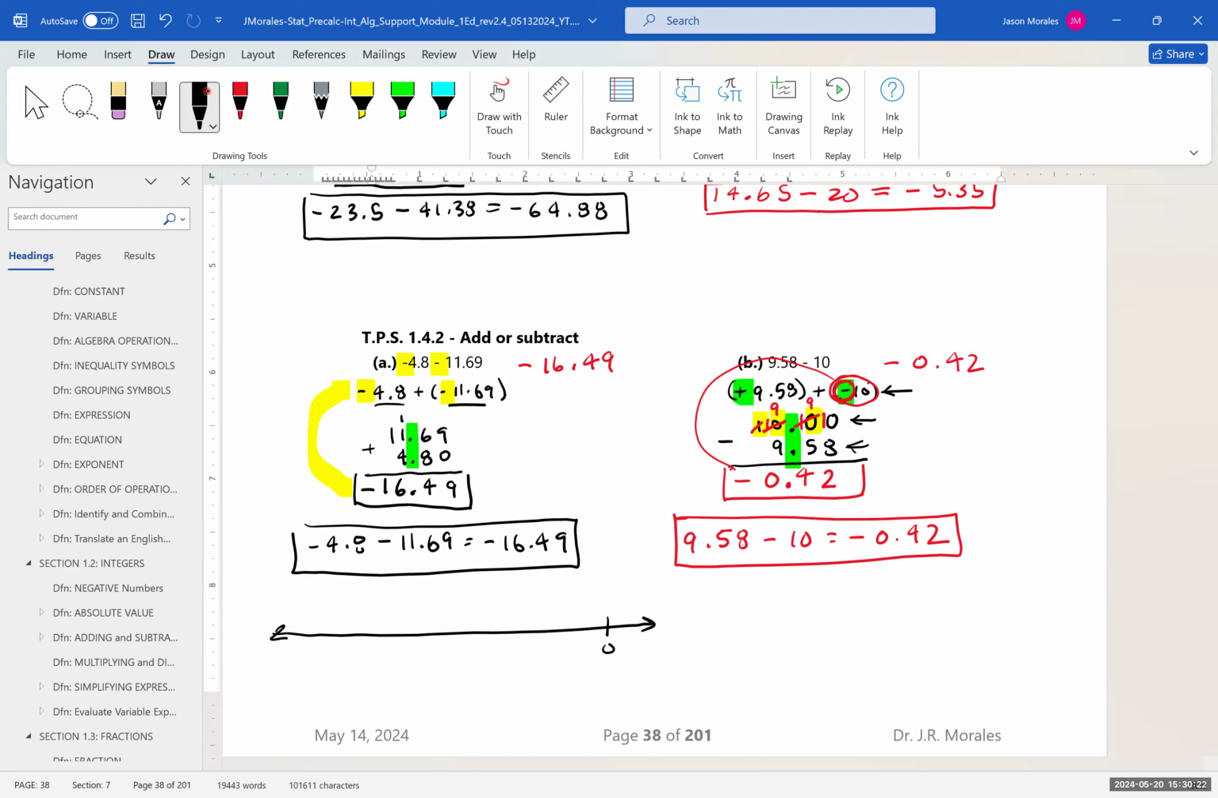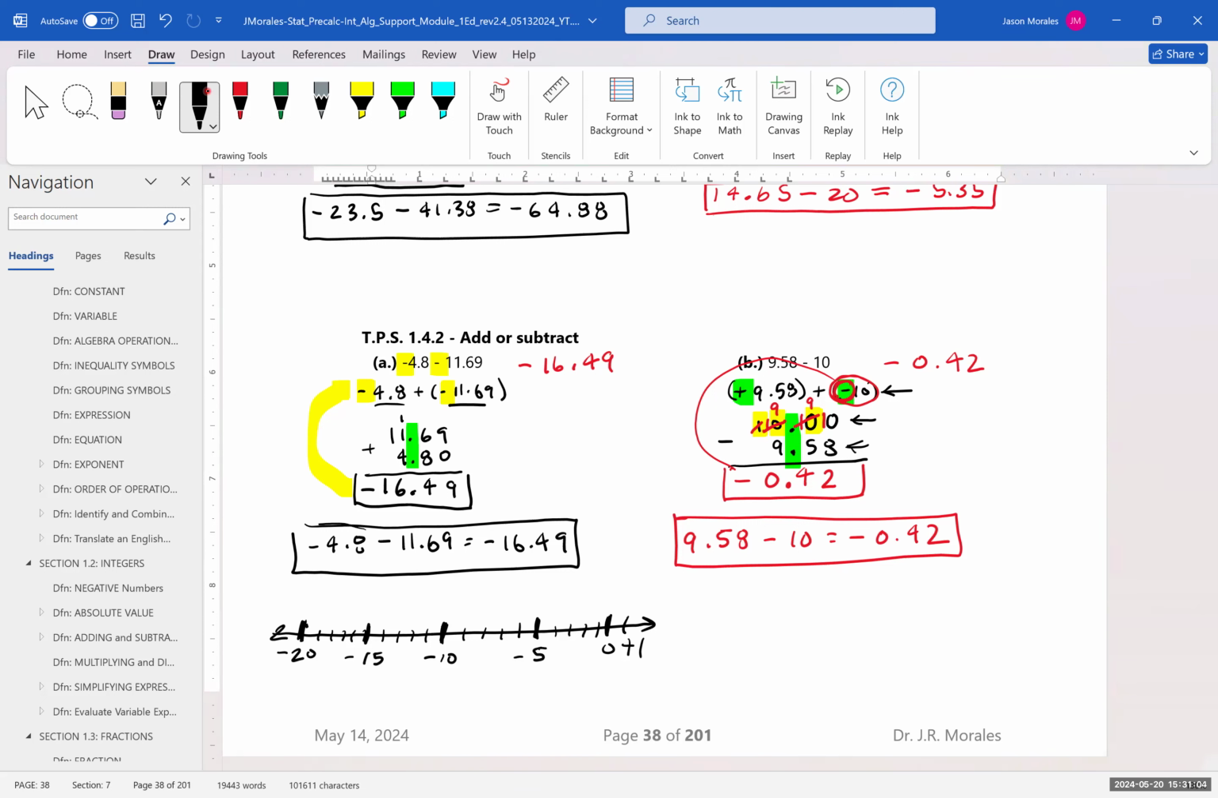Okay, so we're going to put 0 here. And let's put 5, -10, -15, -20. Let's do 1, 2, 3, 4 between each. And I'll put a +1 on this side, just to show we've got positive numbers to the right of 0 and negative numbers to the left of 0.